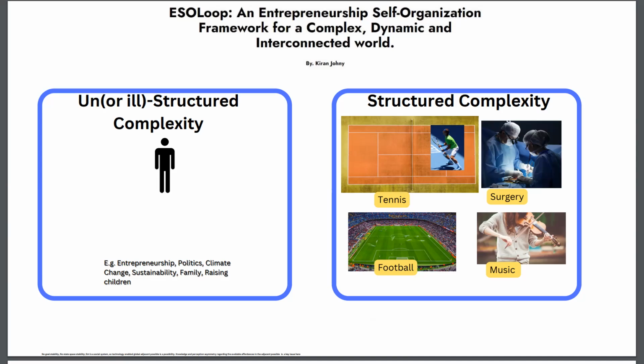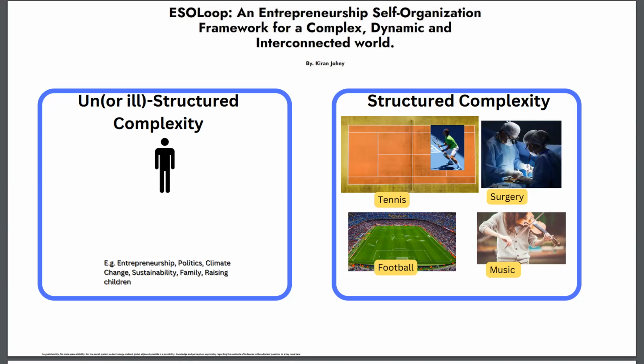Entrepreneurship can be seen as an ill-structured or unstructured complexity domain. There are infinite number of possibilities. Nobody is going to restrict or put limitations. There is no goal stability. Goals also evolve and co-evolve. There is no state space stability. Today, I might be operating in a local market. Tomorrow, I might be operating in a kind of national level market.